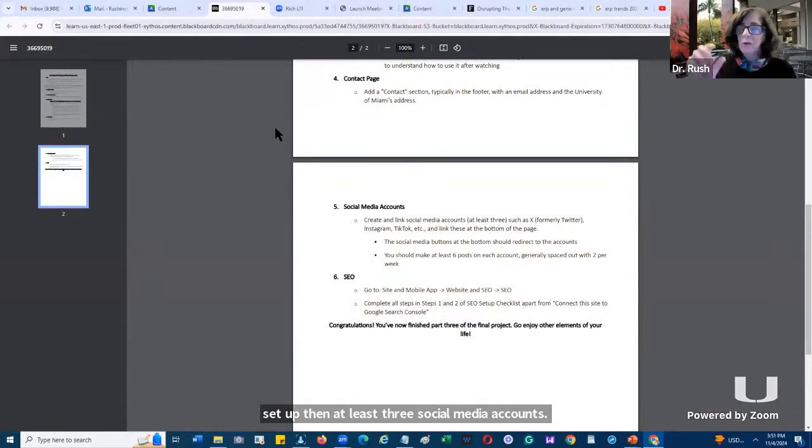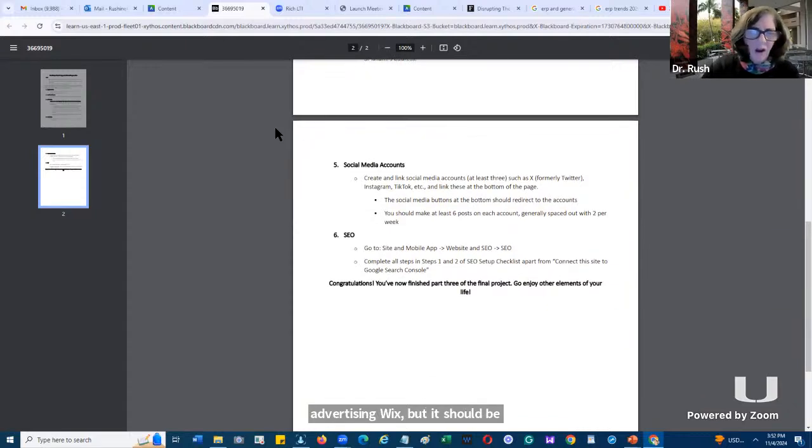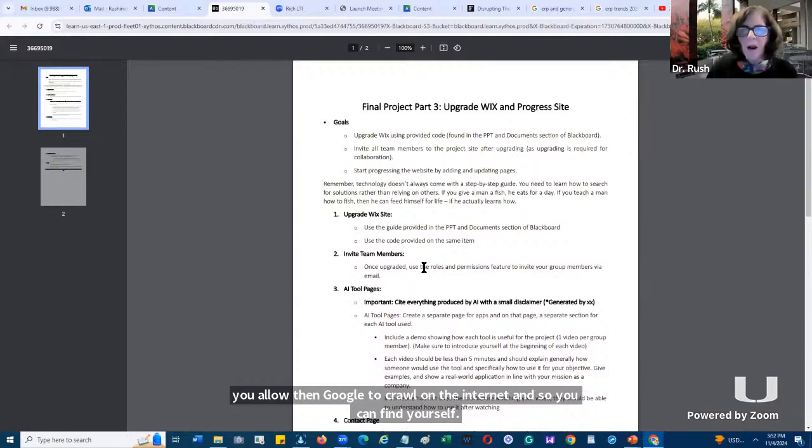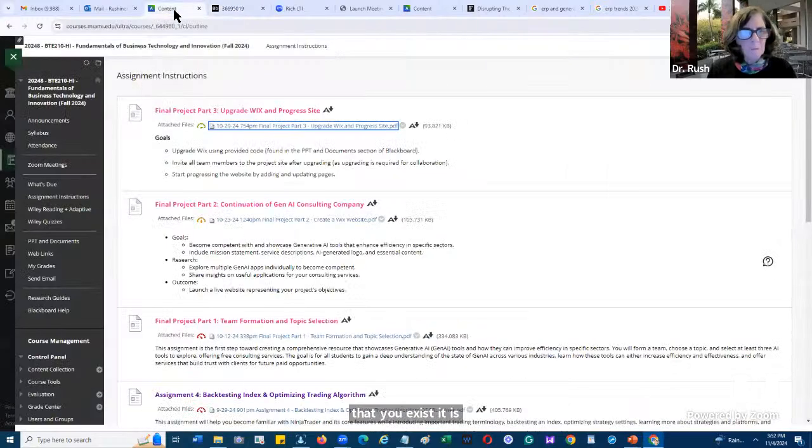Notice when you do the Wix, you already have on a lot of the templates icons to connect to, for instance, TikTok or LinkedIn or Facebook or Instagram. This should not be set up so that it's advertising Wix, but it should be with you. And there's also on the mobile site, if you go to website and SEO, steps for once you have your formal URL, you complete those steps that allow Google to crawl the internet, so other people can find you. Because even if you are the greatest, if people don't know that you exist, it is not important. Okay, any questions?